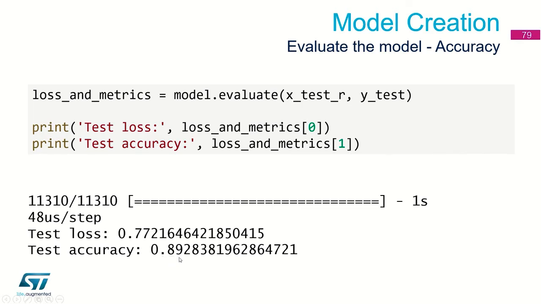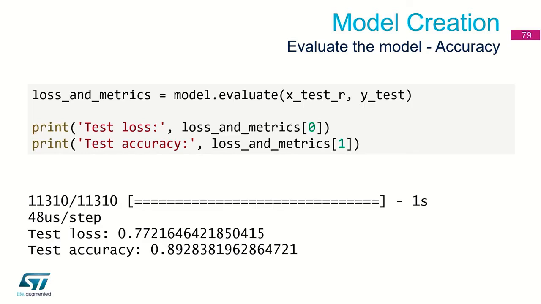0.89. What does it mean? It means that for 89% of inferences, the result was proper. So for 11% of the queries to the neural network, the result of the inference was bad. The test loss represents the error during the learning process, the quality of the learning process, and the lower the test loss, the better the quality of the neural network learning, and in fact the better the accuracy.